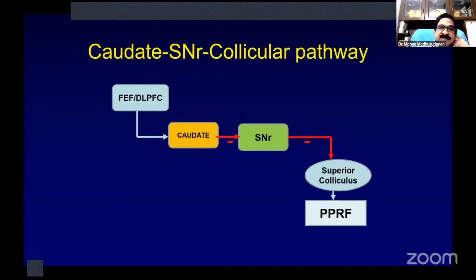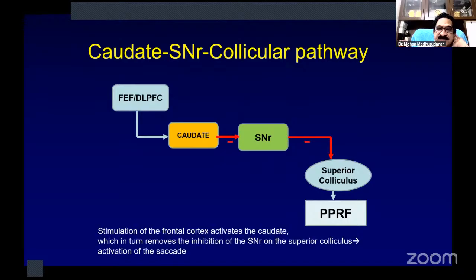So what will happen if there is a stimulation of the frontal cortex, which activates the caudate nucleus, as you can see here? The caudate is inhibiting the SNR, which is inhibiting the superior colliculus. So when the caudate is stimulated, it takes away the inhibition of the SNR on the superior colliculus, because of the double inhibition, so stimulation. The superior colliculus is activated. So stimulation of the caudate nucleus or frontal eye field results in activation of the circuit.